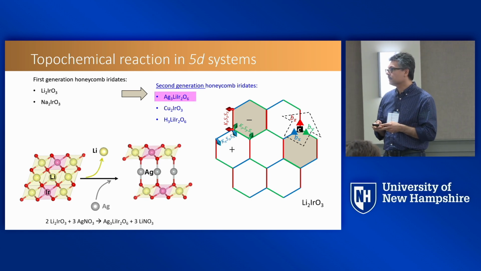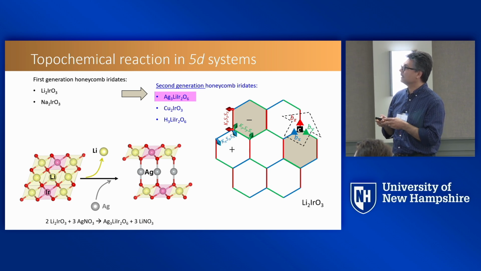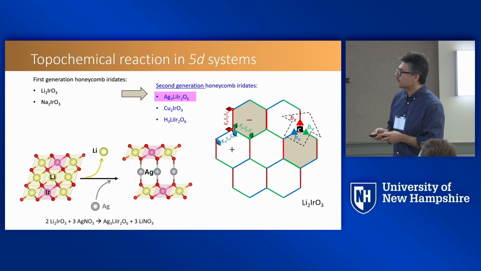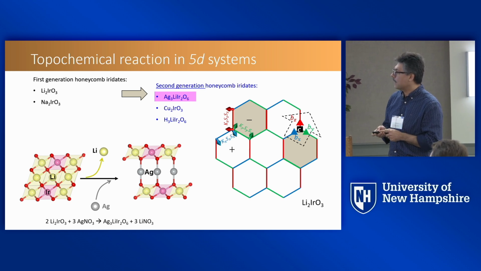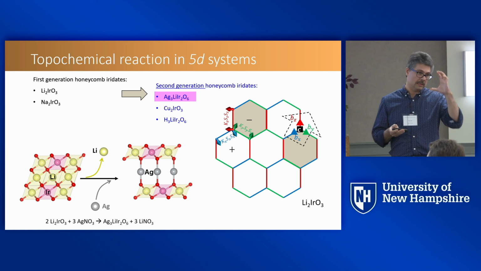Here's an example of it. Lithium iridate, if you remove the interlayer lithium atoms and replace them with silver, you make a new compound, silver lithium iridate. But when we do that, the important structural change in this reaction is that when you take the lithium atom out and you replace it with silver, the interlayer coordination chemistry changes. Lithium atoms are coordinated octahedrally, but silver atoms are coordinated in a dumbbell or a linear fashion.